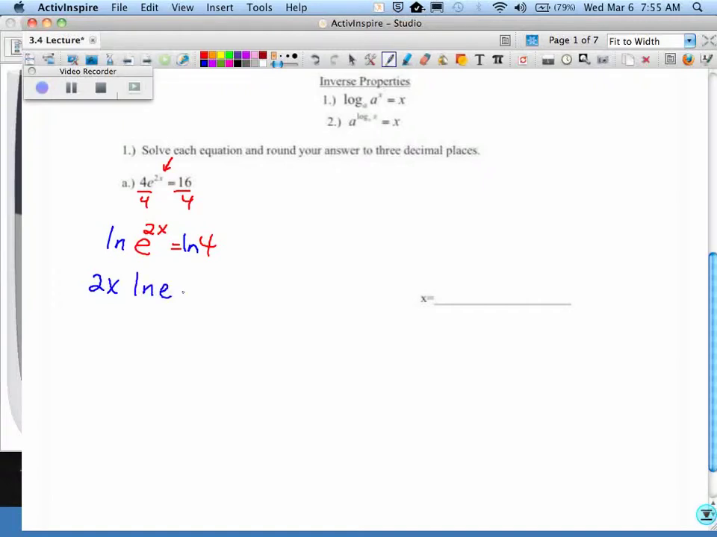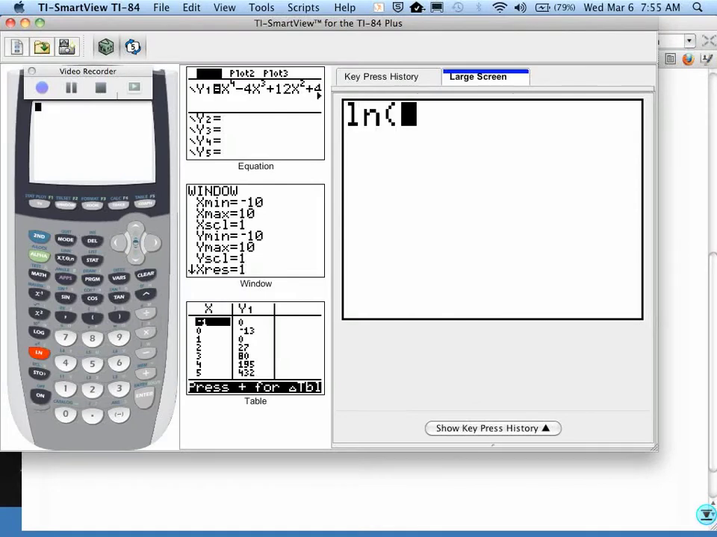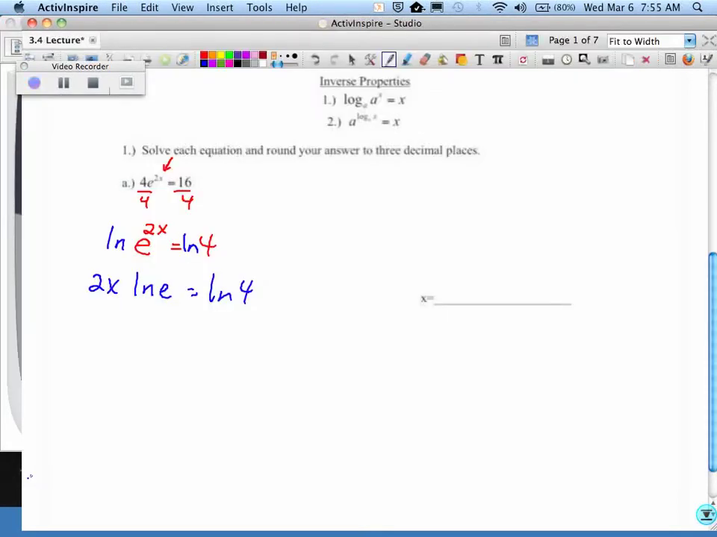The reason why I choose the logarithm base of the exponential base is what happens when you do the ln of e. What's the ln of e? 1. They're inverses of each other, right? So it really is 2x times 1, which is just 2x.